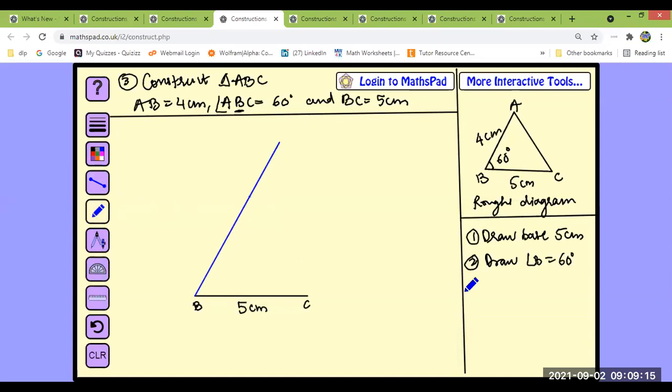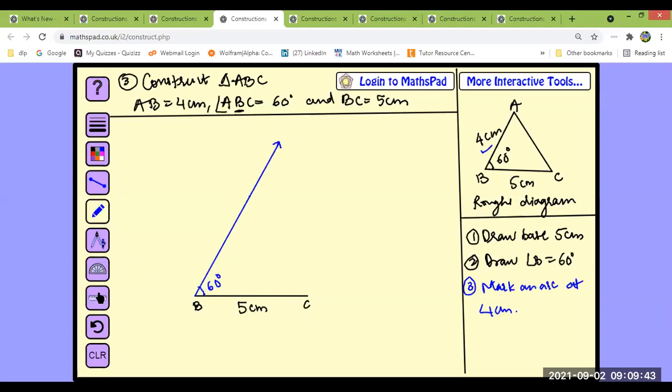So the next step, step 3, once we have got the angle, of course we have to label it. Label it first, draw arrowhead here. And now step 3, we have to draw this 4 centimeter. How are we going to draw it? By marking an arc. Mark an arc at 4 centimeter from the point B on this line.